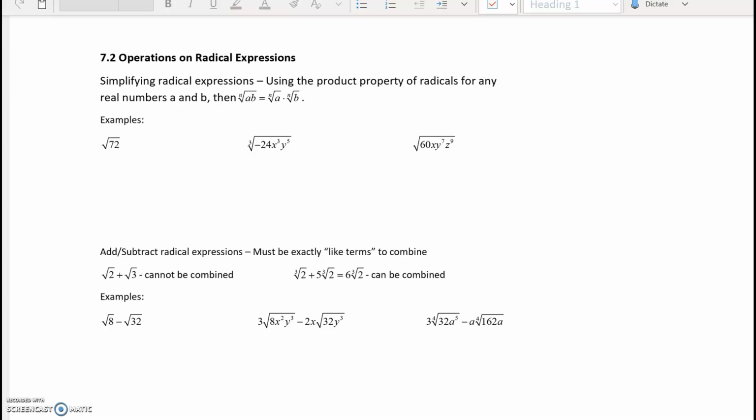Happy Friday. We are going to take what hopefully we learned on Wednesday and expand on it a little bit, simplifying radicals that are not perfect squares or perfect cubes necessarily. We're also going to learn how to add and subtract and multiply some radicals together.